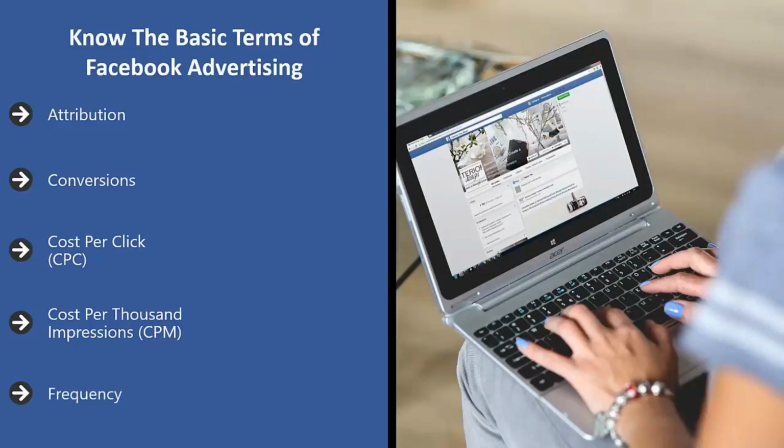Frequency. How many times an ad showed up in front of eyeballs. Reach. Unlike frequency, this metric refers to how many different individuals your ad was broadcast to. Impressions. This refers to how many times your advertising appeared on users' screens for the first time.